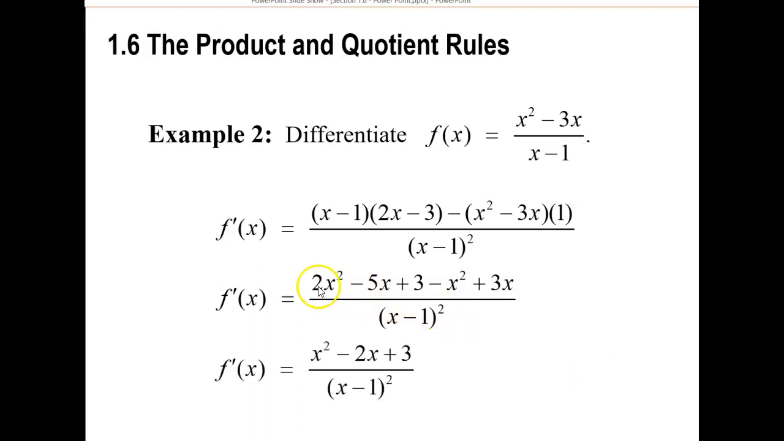And then further cleaning this up is 2x squared minus x squared is just x squared. The negative 5x and the plus 3x is minus 2x. And then the plus 3. So just collect like terms and that's it.